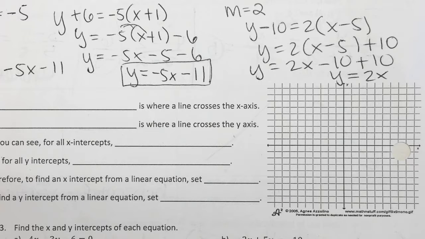This one? 5. What do these have in common? The 0. The what is 0? The y. Good. Here, these have what in common? The x is 0. Good. So to find our x-intercepts in an equation, we set what to 0? Y. To find your y-intercept, you set what to 0? X. That's what I was talking about earlier. You just got to put it into words better.